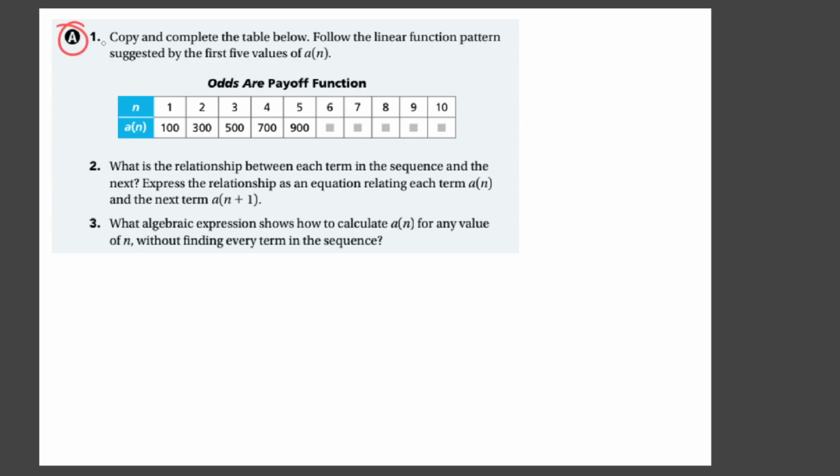Question A1. One other thing. I'm not having you do all the questions. This has like a fourth question to it. Make sure you look at Google Classroom because I'm not having you do all of the questions, just the ones that I'm asking you to do.